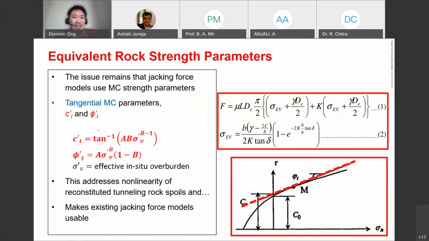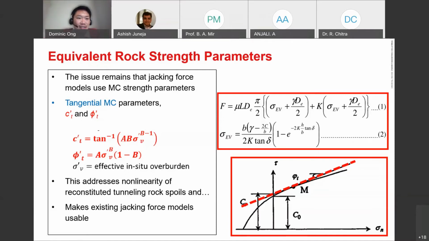So the issue here remains that jacking force models use the Mohr-Coulomb strength parameters, and once you fit some curves to it, how are you going to pick the parameters? So we recommend using the generalized tangential approach, where you know the depth of your tunnel, and from there work out the confining pressure. Once you know the confining pressure, at that particular point you draw your tangent line, where your intercept will give you the equivalent c dash value, and the angle to the horizontal will give you the friction value.